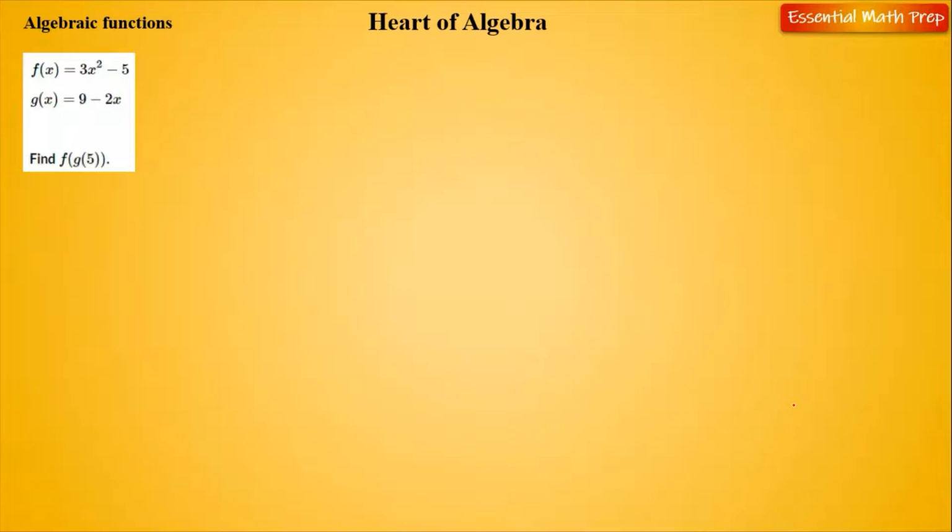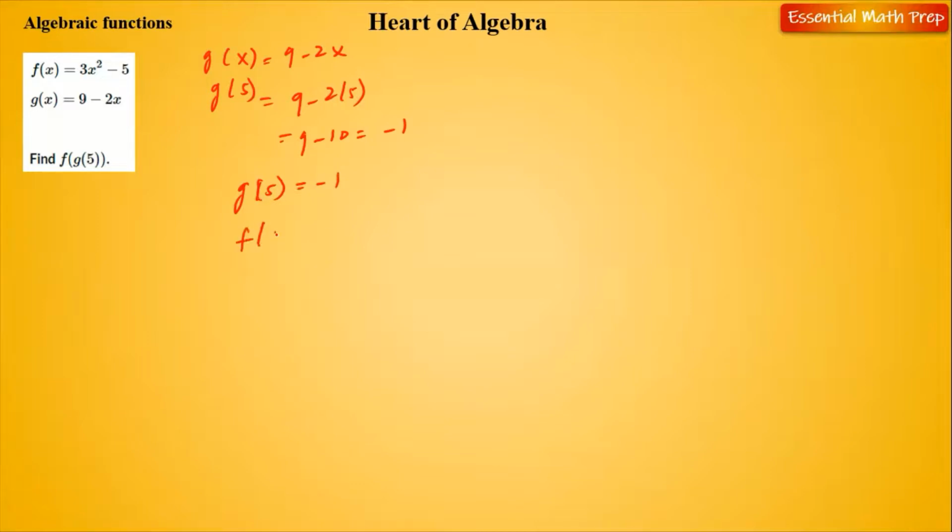F of x equals 3x squared minus 5. G of x equals 9 minus 2x. What is f of g of 5? So let's first solve g of 5. G of x equals 9 minus 2x. So g of 5 would be 9 minus 2 times 5, which is 9 minus 10 equals negative 1, right? So we know g of 5 equals negative 1.